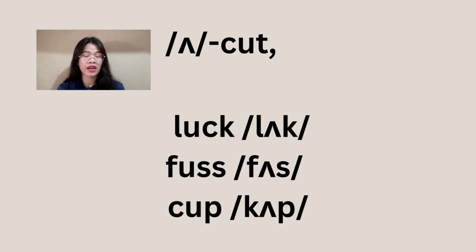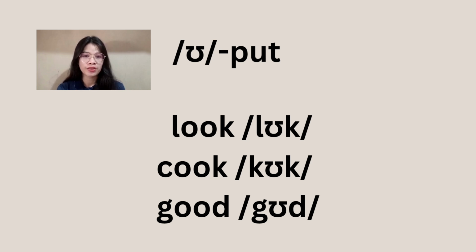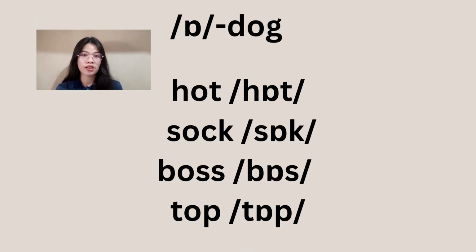We also have the short sound uh, like cut, luck, fuss, cup. We also have the short sound oo, which is like put, look, cook, good. The short sound o, like hot, soft, boss, top.